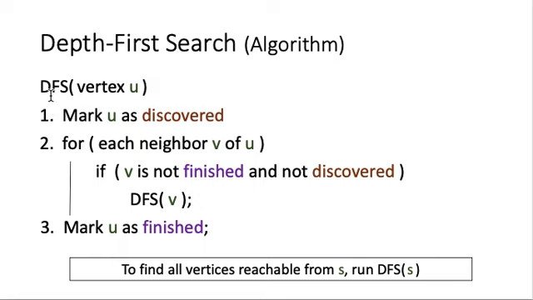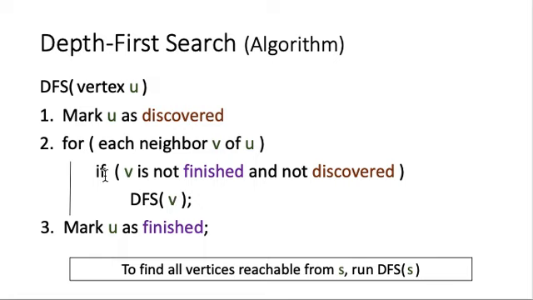So at the beginning, when we enter this recursion loop, we will have u marked as discovered. And after that, we will check each neighbor of u. So for a neighbor v, we will find out whether v is finished or not and discovered or not. If it turns out that v is something that we have not seen before, v is not finished and also not discovered, then we will continue to perform the DFS starting at v. So we will move from u to v and try to explore starting at v after that.